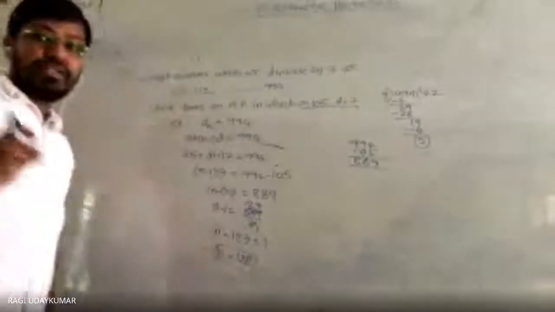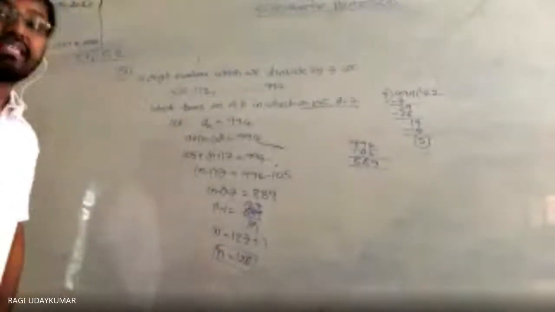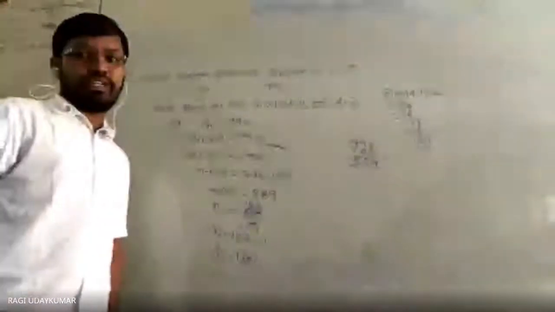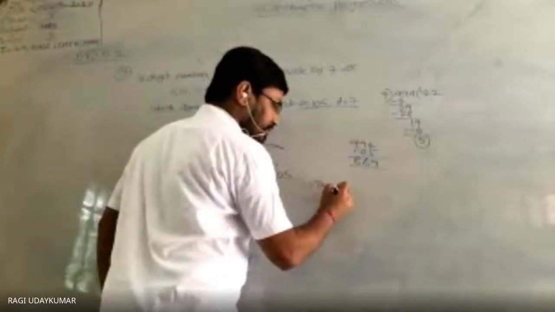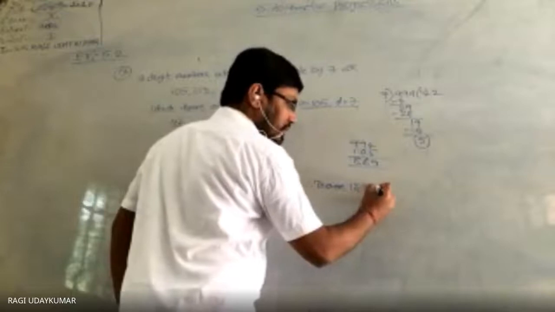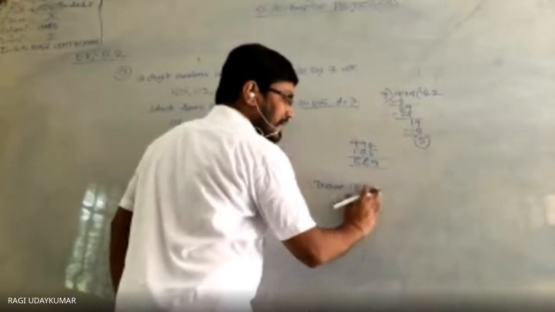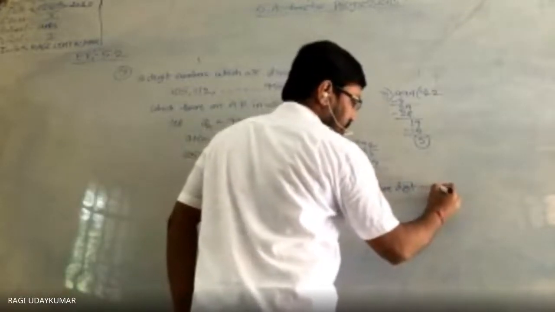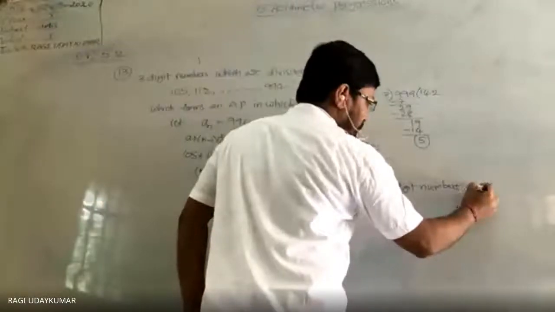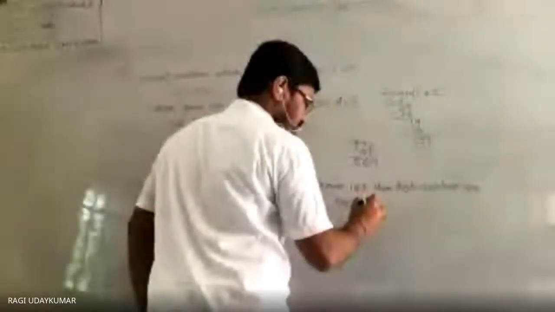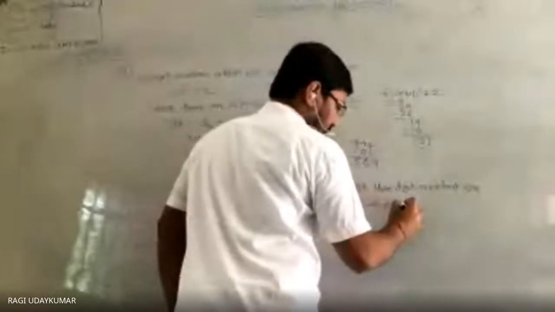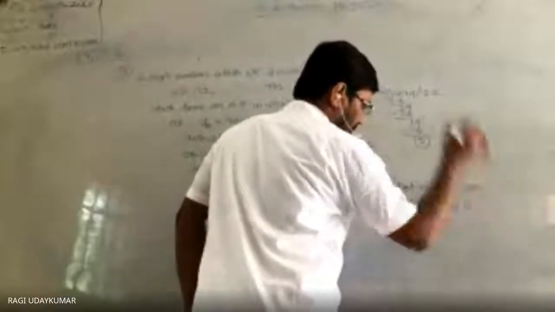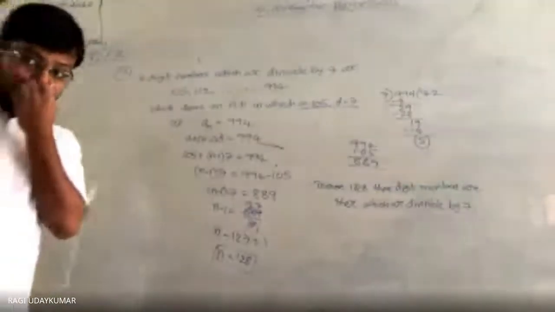So there are 128 3-digit numbers which are divisible by 7. That last conclusion you need to write. Therefore, there are 128 3-digit numbers which are divisible by 7. Did you understand here?